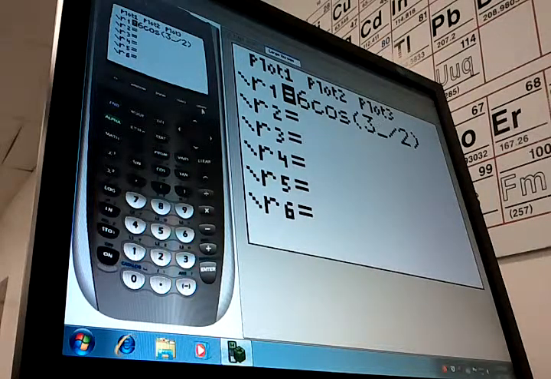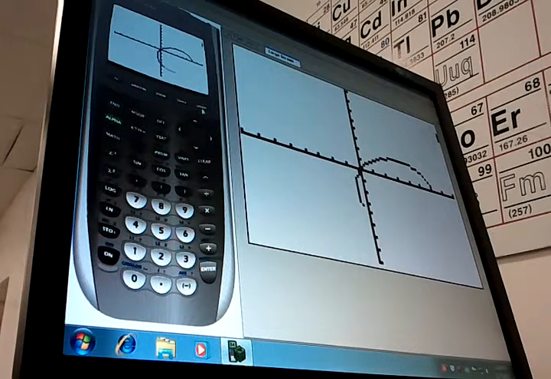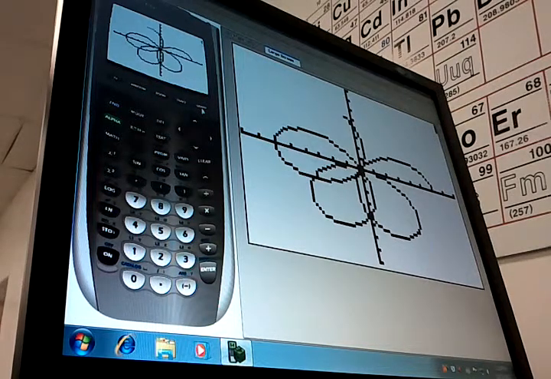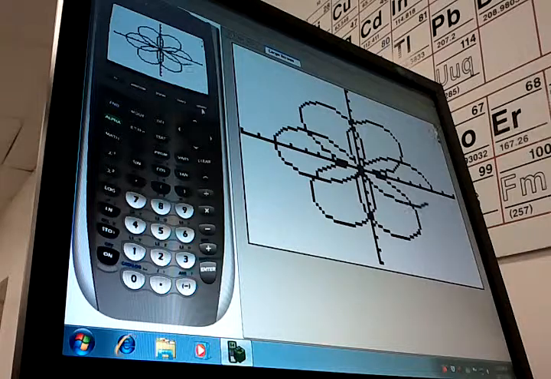So if you hit graph now, let's take a look at what this looks like. It looks like a complete picture here, right? It doesn't look like anything's left out, but let's verify that. We can do the same thing we just did here. That's kind of a nifty image.